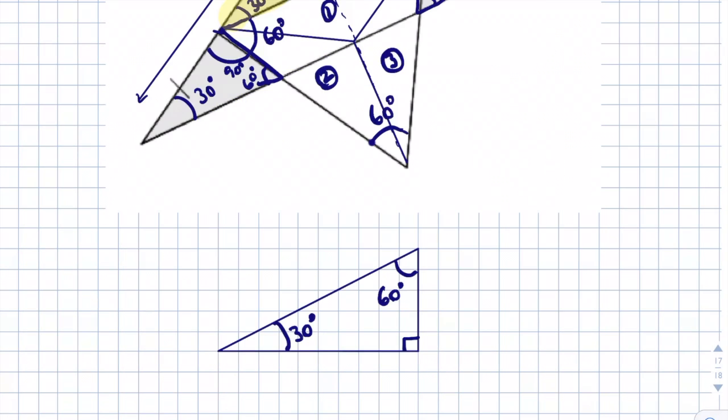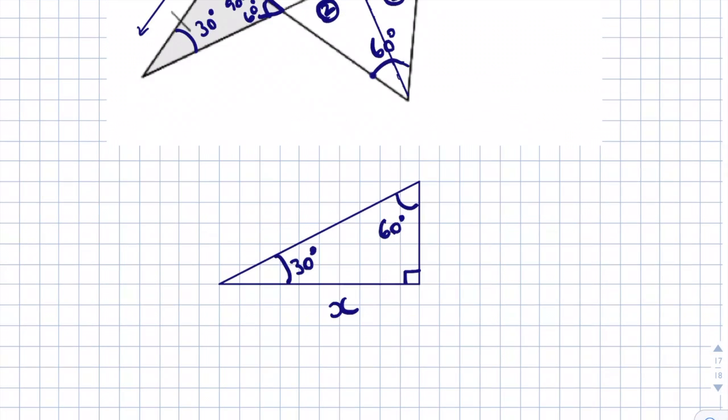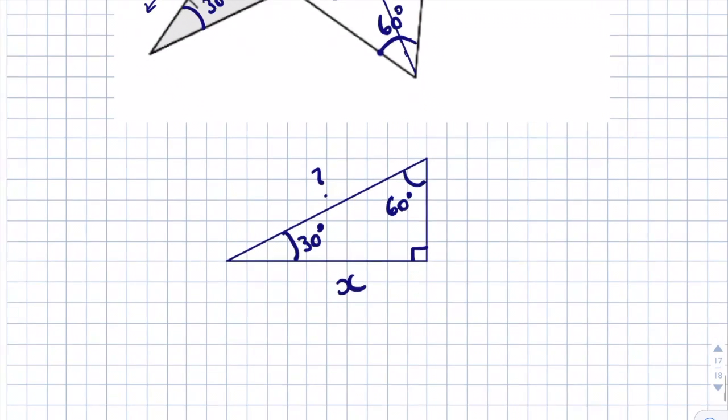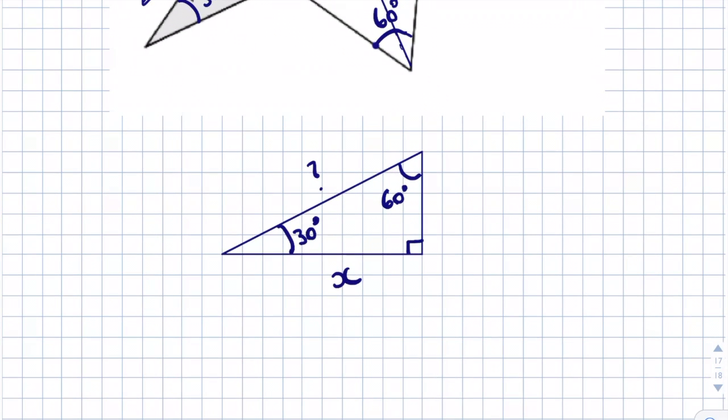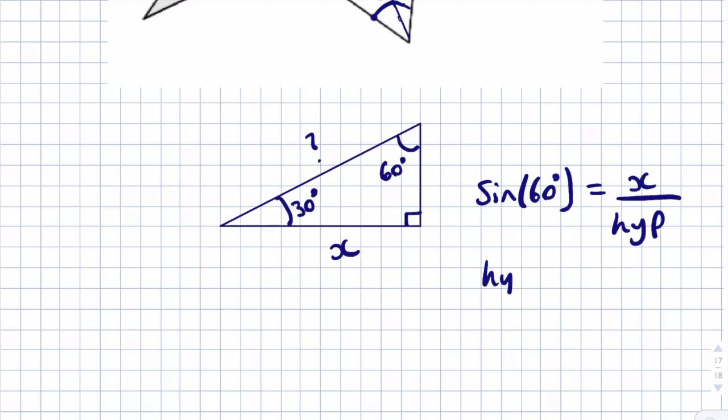If we label this side as X, and because this is a right angle triangle with 60 and 30 degrees, we can work out this hypotenuse by using trigonometry. Because what it's going to be is sine 60 is equal to opposite, which is X, over hypotenuse, which I'm just going to call the hypotenuse at the moment because that's what we're trying to find. And of course, if we rearrange that, the hypotenuse is going to be equal to X divided by sine 60.